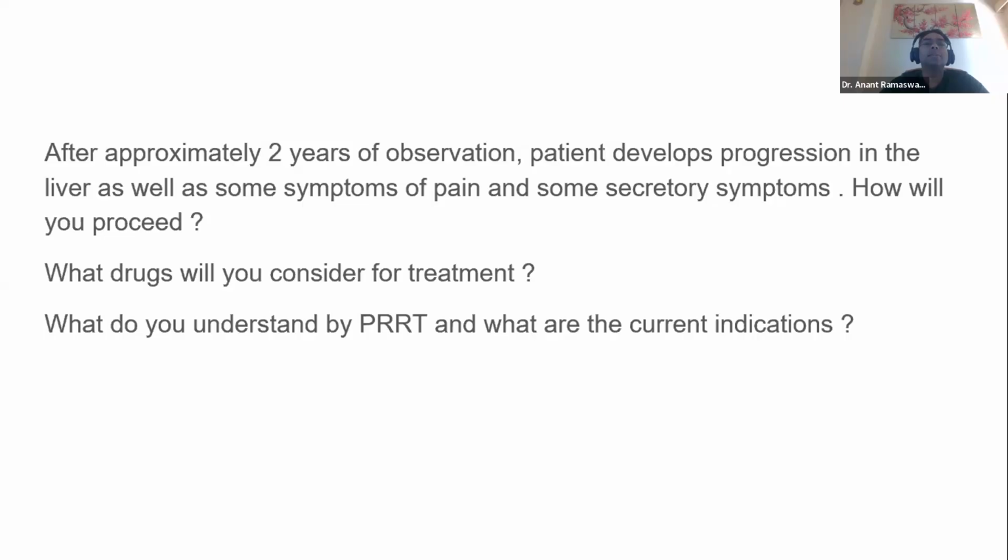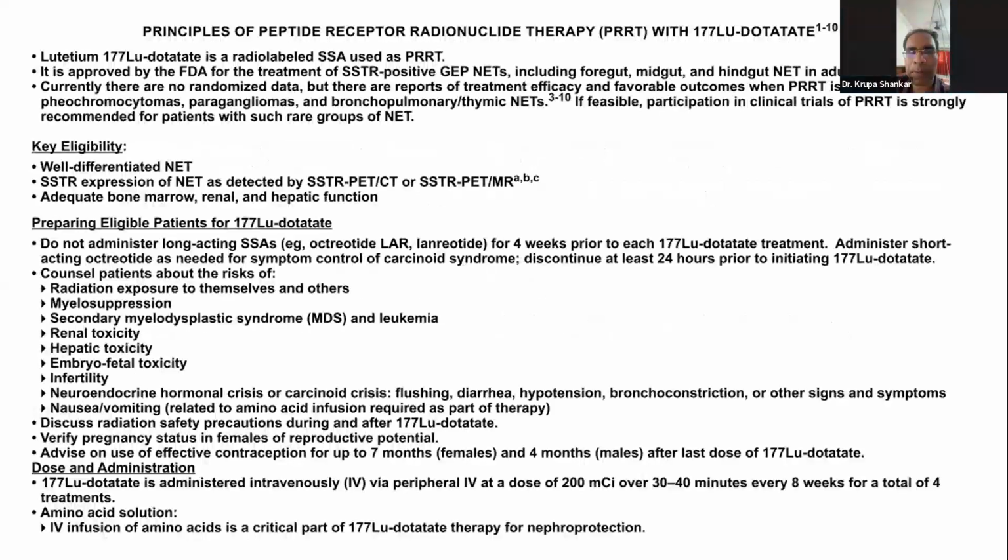Okay. Remember that there are 2-3 side effects of this. One is nausea, vomiting. One is myelosuppression, and it can develop 2 to 3 years later, even when you're off PRRT. And nephrotoxicity, which is why you give amino acid infusions. Good. I think you guys covered most of it. Next slide, please. So, Anant, probably I'll just ask one single question here.